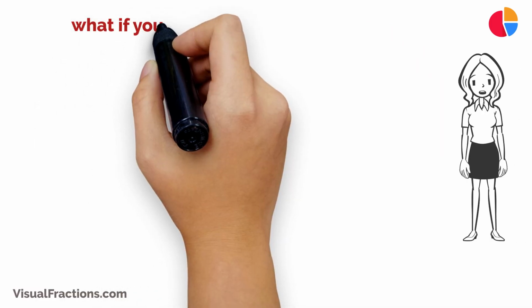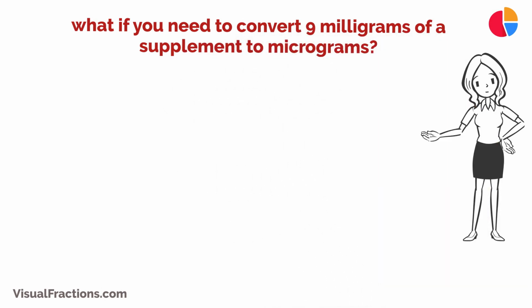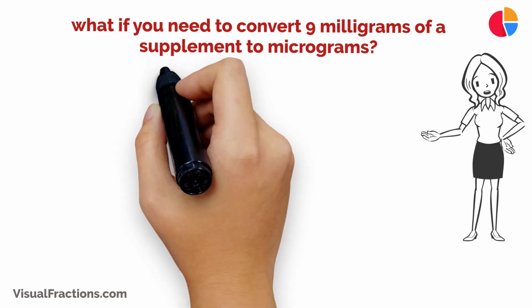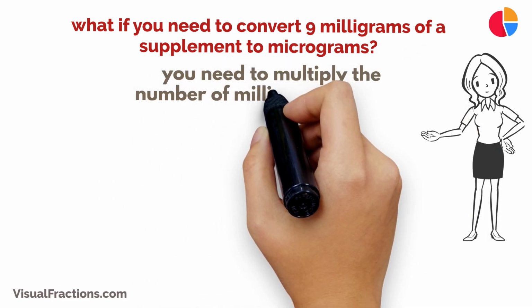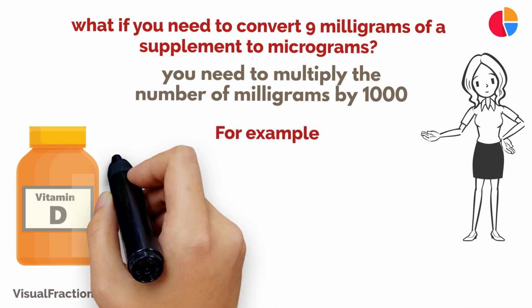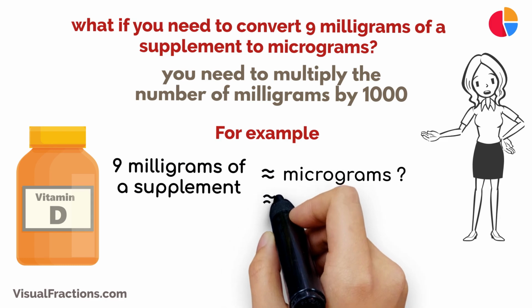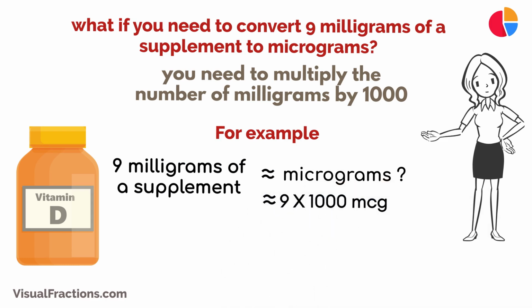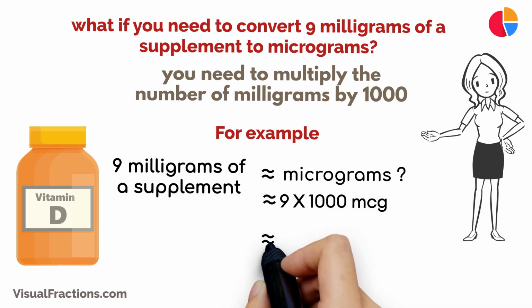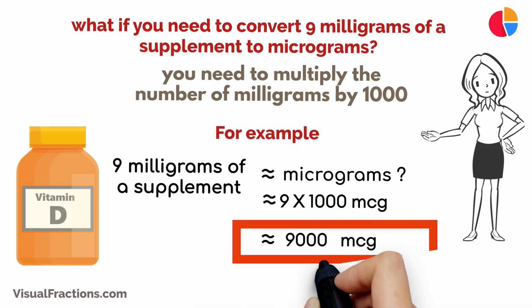But wait, what if you need to convert 9 milligrams of a supplement to micrograms? Don't worry, we've got you covered. To convert milligrams to micrograms, you need to multiply the number of milligrams by 1,000. Let's walk through an example of how to convert 9 milligrams of a supplement to micrograms. We start by multiplying 9 by 1,000. This gives us 9,000 micrograms. And that's it. 9 milligrams is equal to 9,000 micrograms.